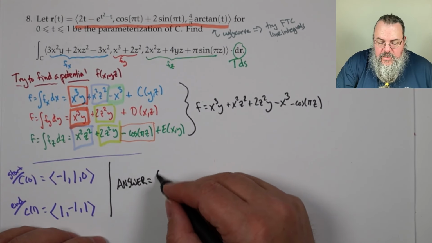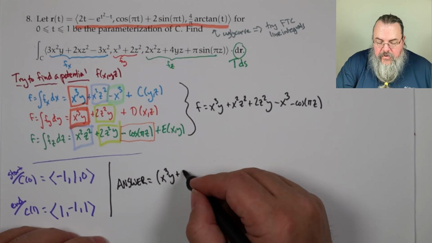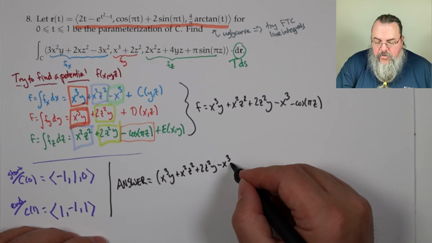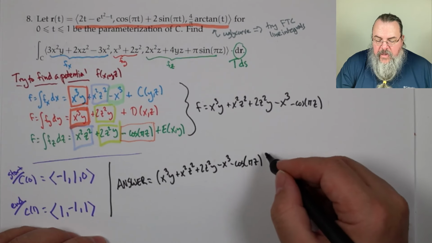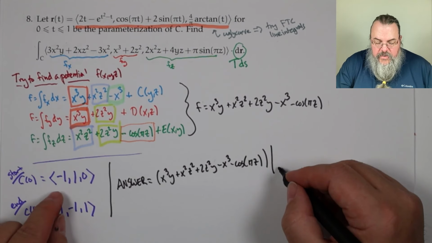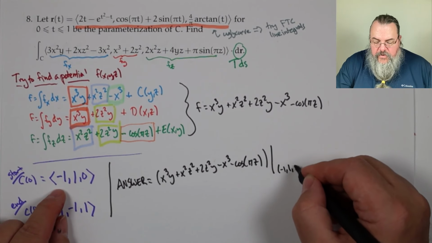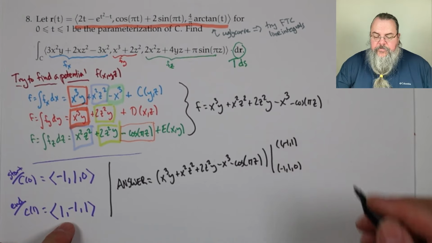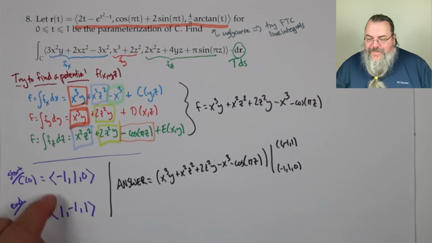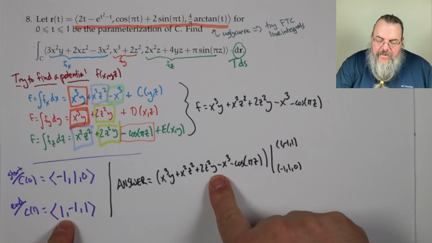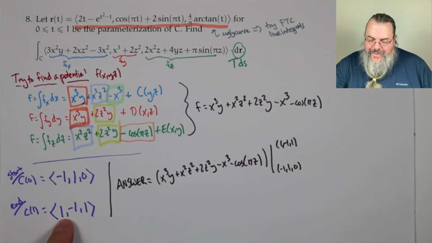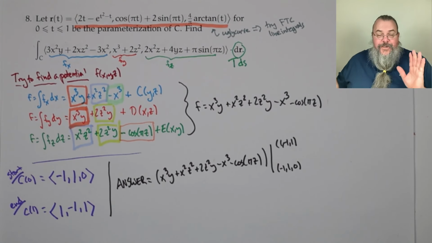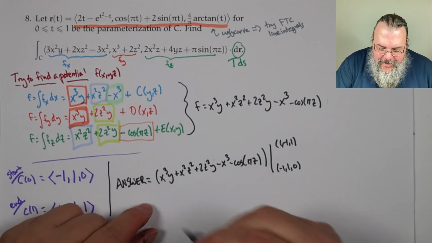We take our potential function, x cubed y plus x squared z squared plus 2z squared y minus x cubed minus cosine pi z, and we evaluate from the start. So that's going to be a point (-1, 1, 0) to the end (1, -1, 1). Make sure you know which one's the start, which one's the end. So it's plug in the end, subtract, plug in the start. All right, so here we go. This is a place where it's easy to make mistakes, so take your time, and let's find out what happens.